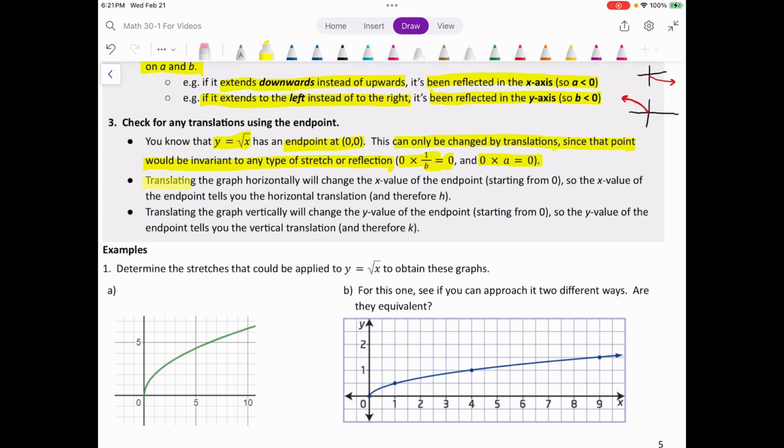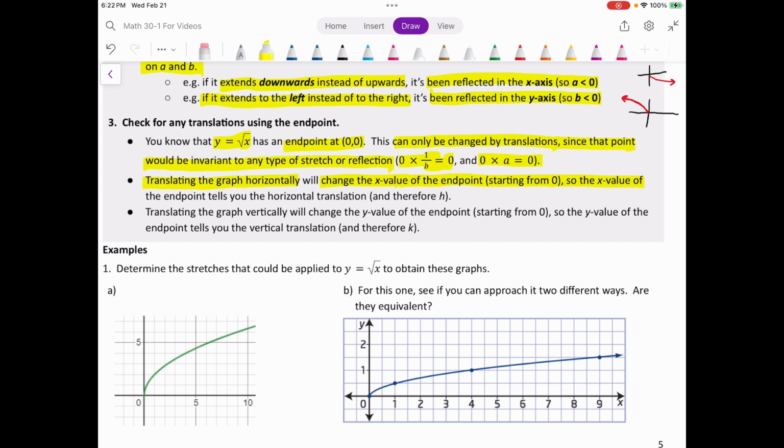So translating the graph horizontally, what's that going to change? If I slide something horizontally, I change the x value, right? So starting from 0, the x value gets shifted h units to the left or to the right. So it started from 0. So wherever it ends up, that must just be h, right?